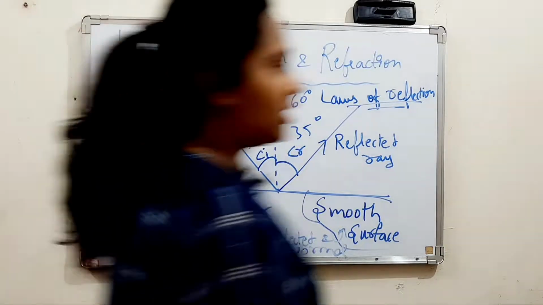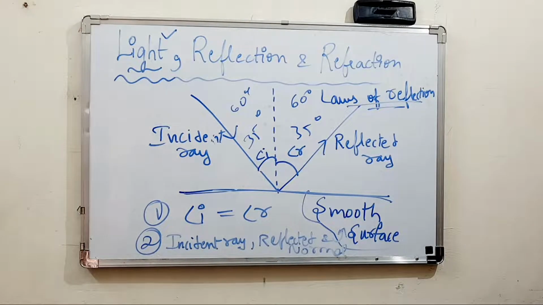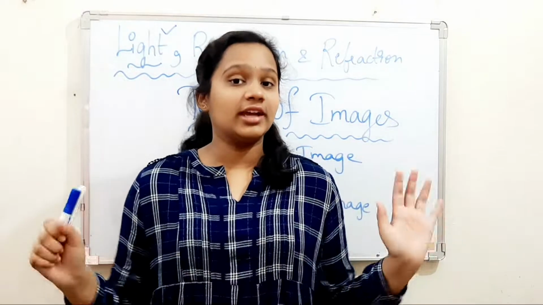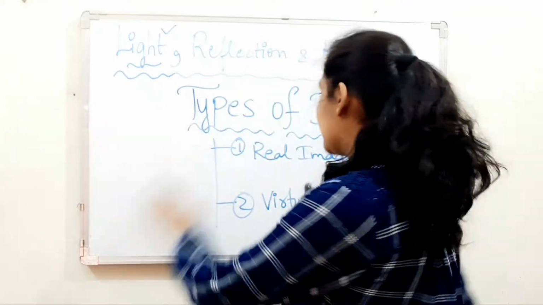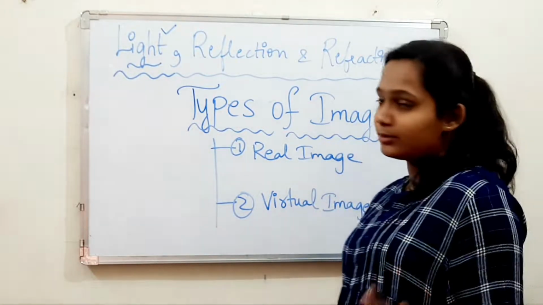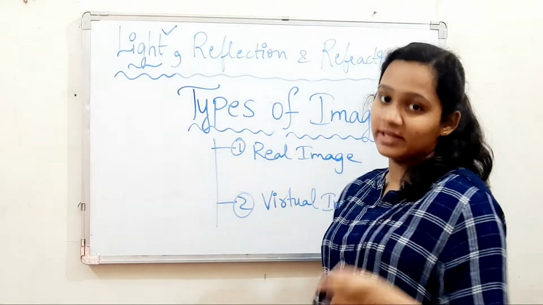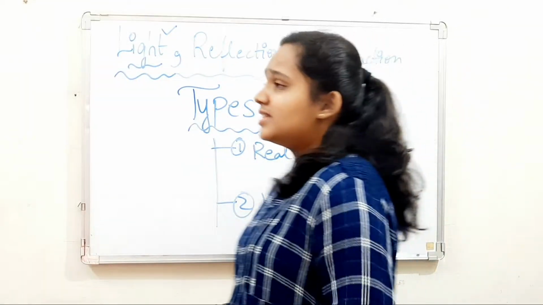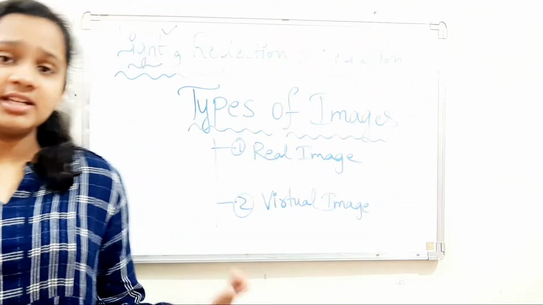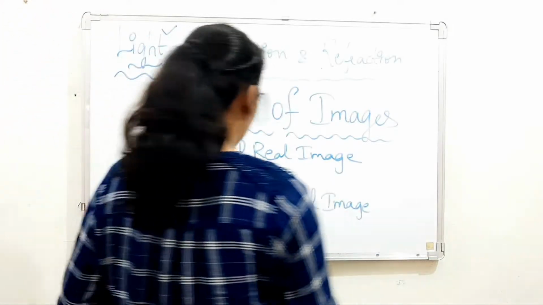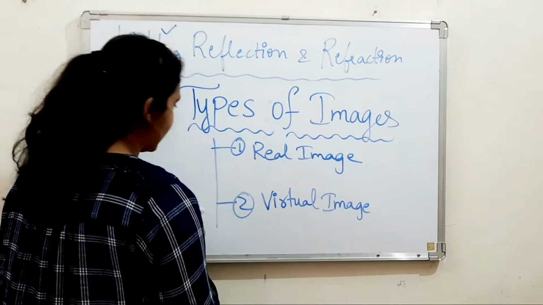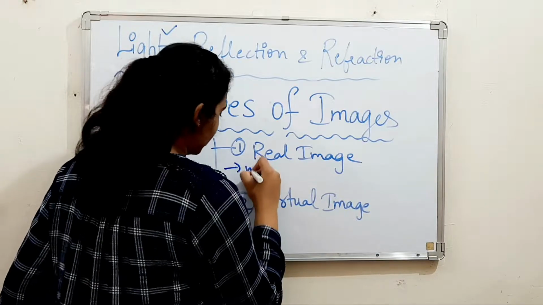Okay. So this is everything about reflection. Now let us talk about the types of images because that is another important topic to be covered. Types of images is a very important topic because this is going to help us in understanding the convex and concave mirrors better. When is a real image formed? It is formed when reflected rays meet at a certain point.